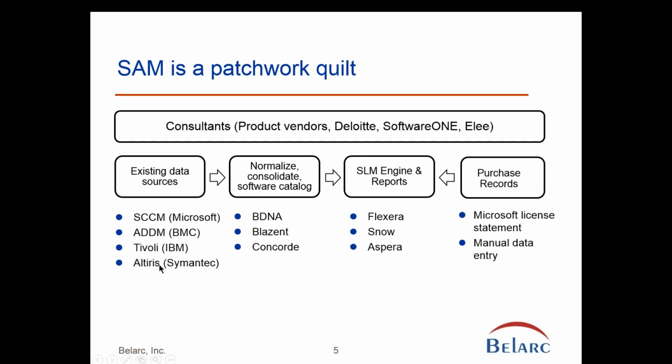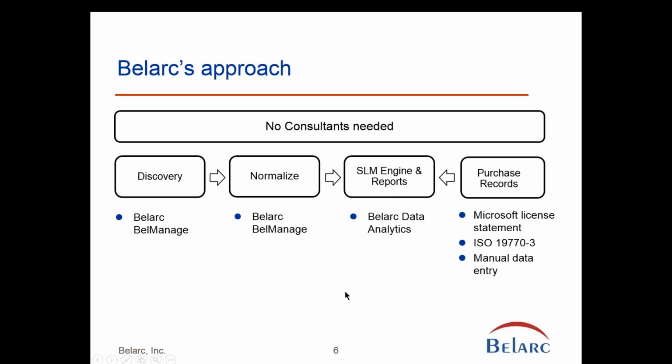You've got lots of existing data sources from different companies that all have to be normalized and consolidated and then entered into the software licensing reports. So lots of effort, lots of time and energy. Companies typically spend years trying to get this done, if ever, and obviously 75% don't manage to do this.